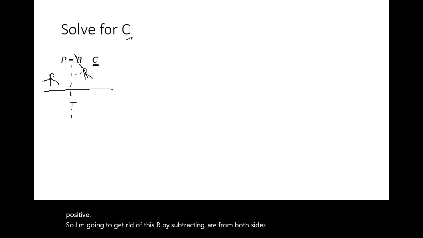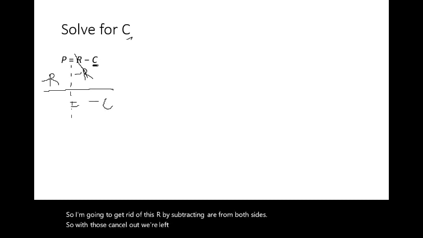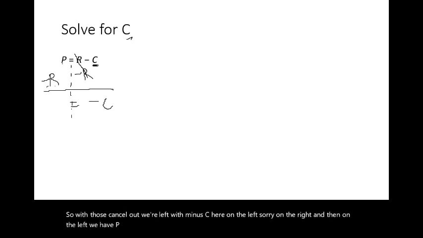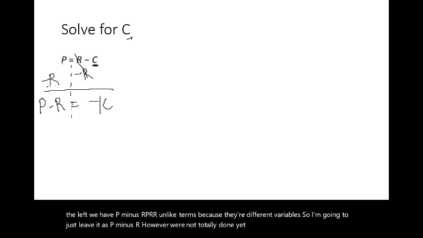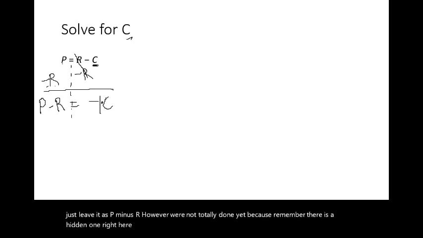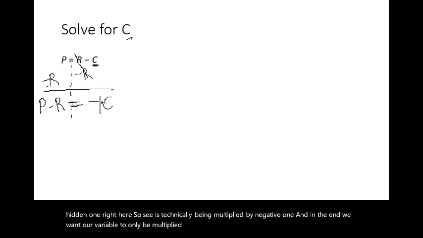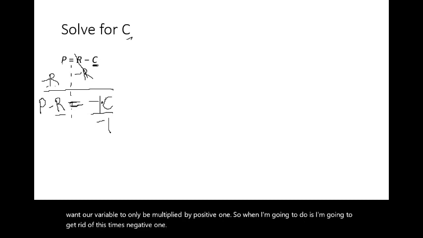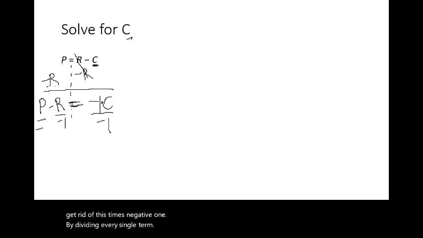So when those cancel out, we are left with minus c on the right, and then on the left, we have p minus r. P and r are unlike terms because they are different variables, so I am going to just leave it as p minus r. However, we're not totally done yet, because remember, there is a hidden 1 right here, so c is technically being multiplied by -1. And in the end, we want our variable to only be multiplied by +1. So I'm going to get rid of this times -1 by dividing every single term on both sides by -1.